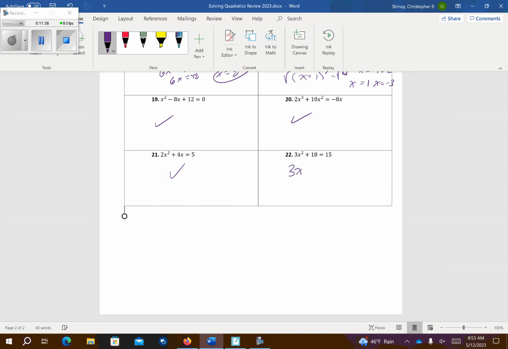Let's take a look at this one. I'm going to subtract 18 from both sides, so 15 minus 18 is negative 3. Let's divide both sides by 3, so I'm going to get negative 1. Root. Remember, this is going to be plus or minus i.